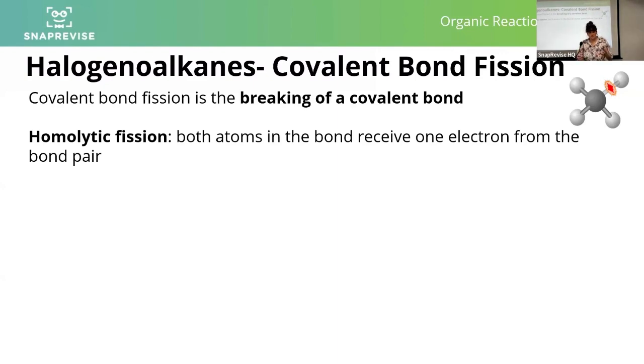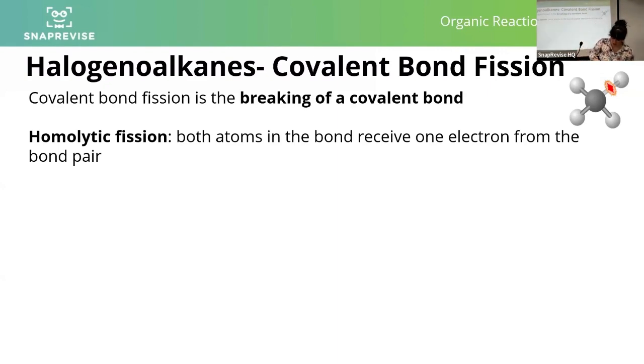Homolytic fission is when both atoms in the bond receive 1 electron from the bond pair. Homo means same, and lytic or lysis is splitting. So homolytic means splitting similarly. Both species receive an electron. We create 2 species that are the same type of species, so 2 radicals.